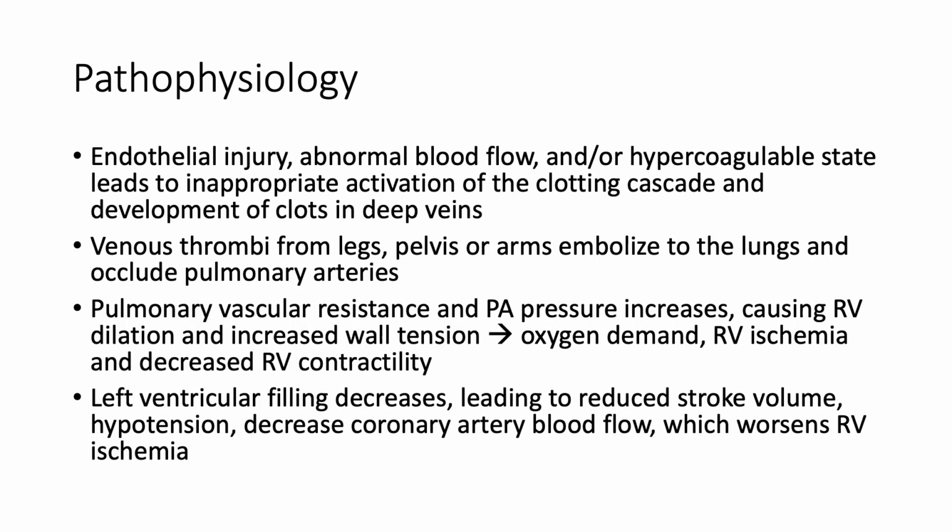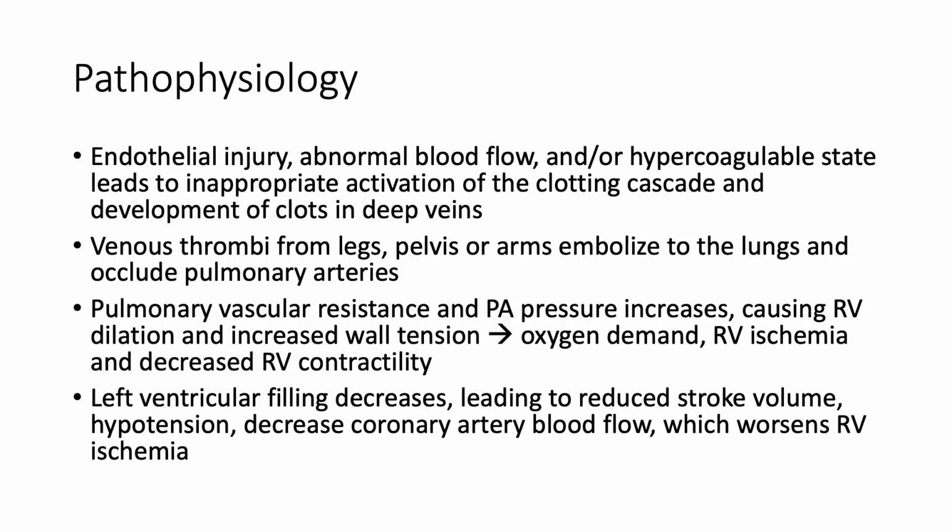All right, let's talk about the pathophysiology of blood clots. So you need some kind of endothelial injury, abnormal blood flow, or hypercoagulable state that leads to activation of the clotting cascade, and you can develop clots in your deep veins. And these venous clots can break off and they can embolize to your lungs where they occlude the pulmonary arteries.